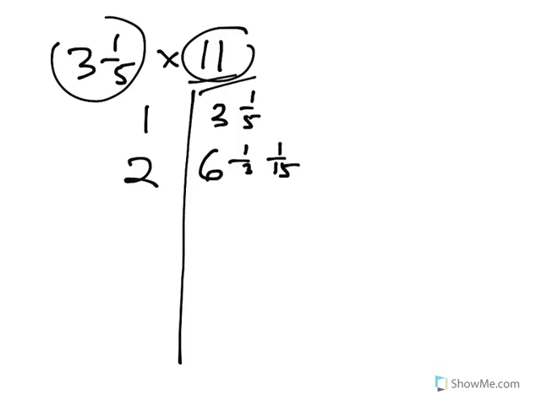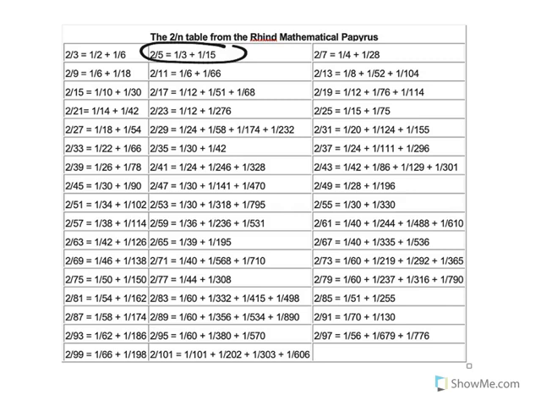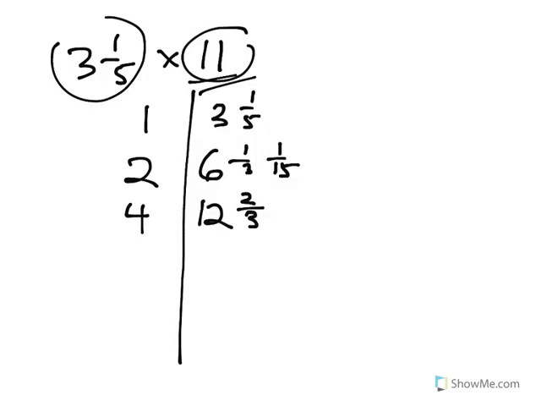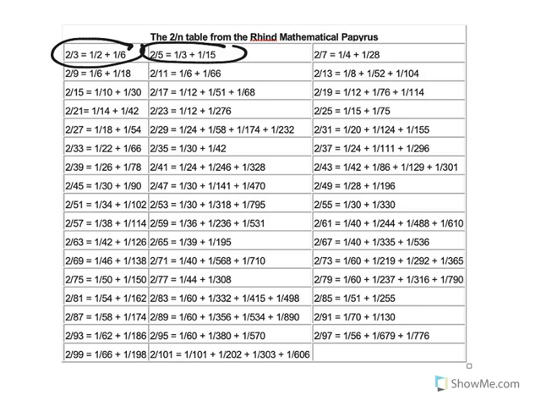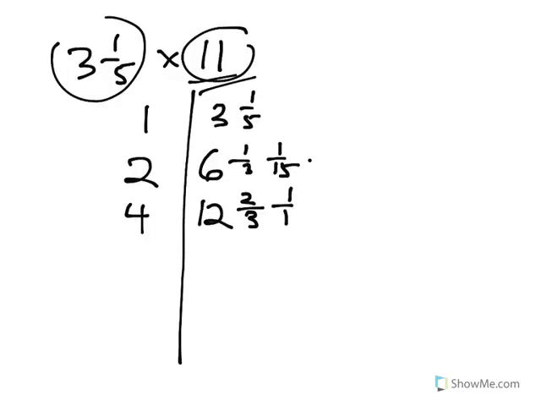Now I'm trying to get to 11. So I double the 2 and get 4. This 6 becomes 12. The 1/3 actually can become 2/3. I don't have to look up the 2/3 thing. Sometimes they found it better for whatever situation to actually turn 2/3 into 1/2, 1/6. But in general, I'm not going to do that. Now this 1/15 has to become 2/15, and for that I can look that up, and that's 1/10, 1/30.